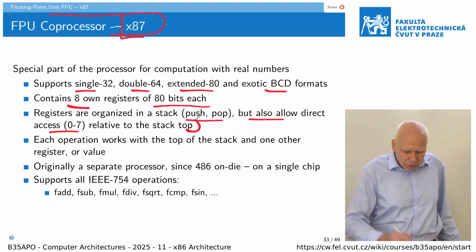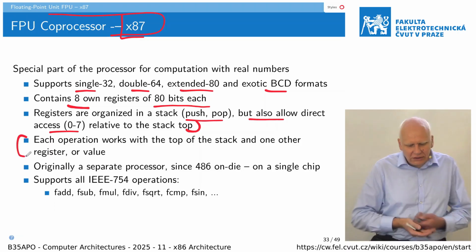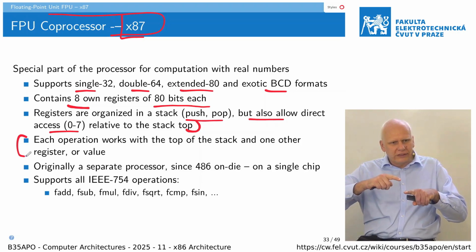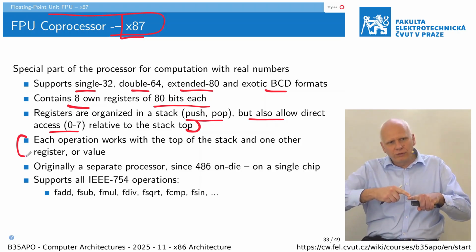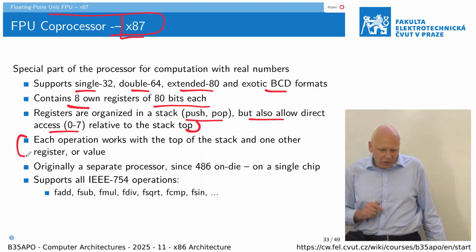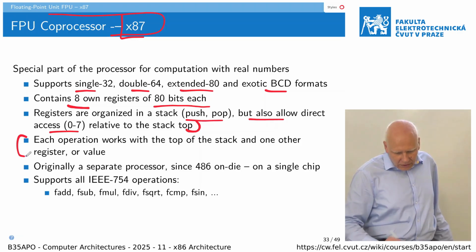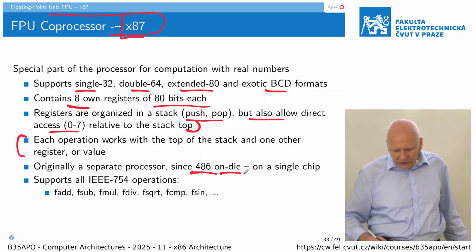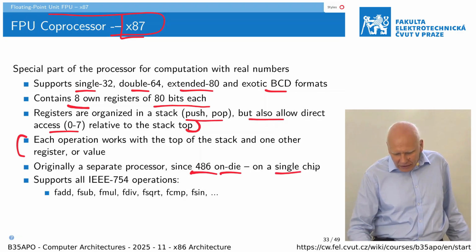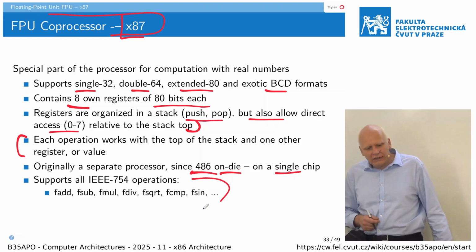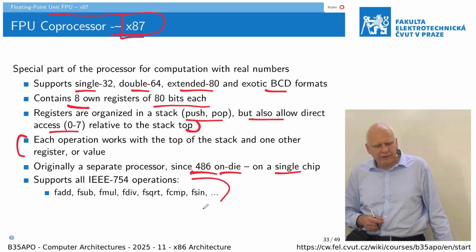Usually the basic mode of those operations is that they combine the two values on the top of the stack, then pop one of them and store the result onto the stack. From the 486, this coprocessor is directly on the same die, so it is a single chip solution. And we have there a lot of IEEE 754 standard conforming operations.